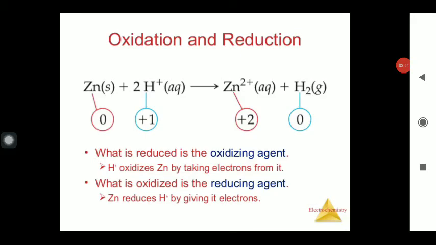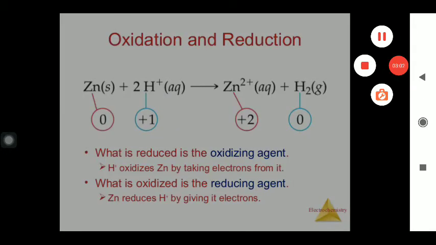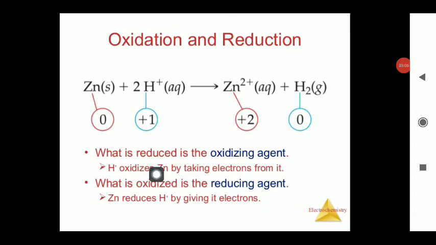The branch of chemistry which deals with the study of this electrochemical aspect of the redox reaction is known as electrochemistry. First of all, I am taking a very simple reaction by which you can understand the meaning of the terms oxidation as well as reduction.